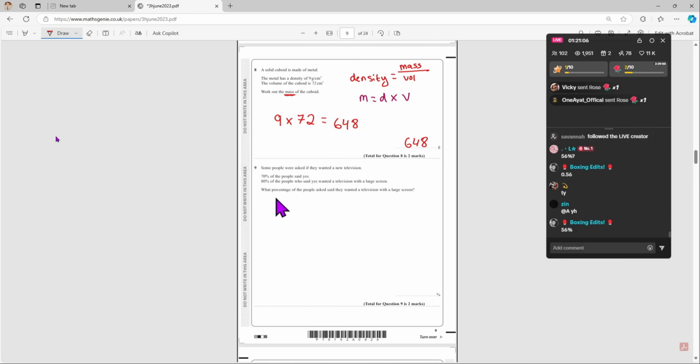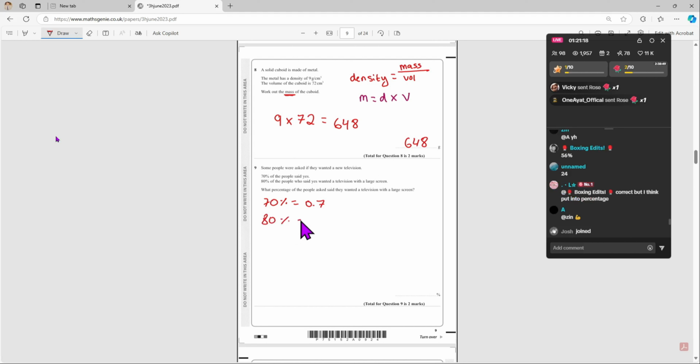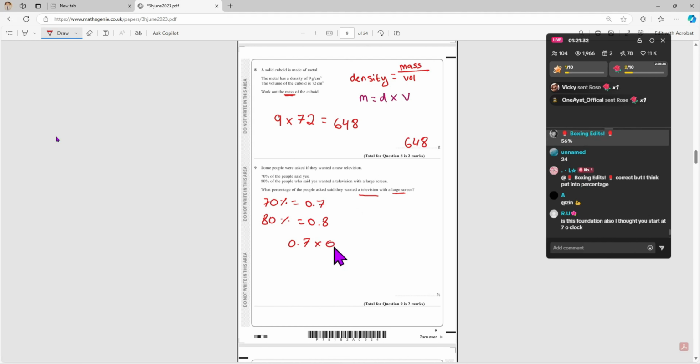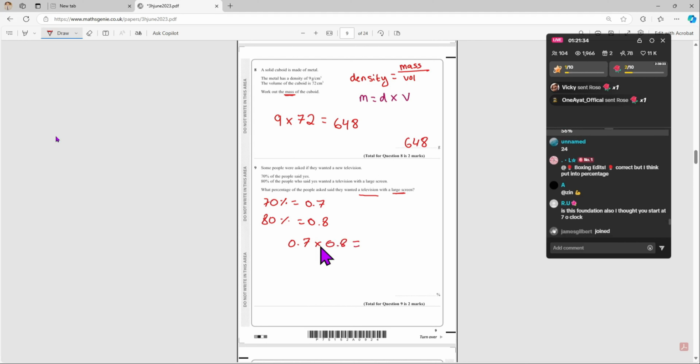So this is a probability. If we convert 70% into a decimal, that'll be 0.7. And if you convert 80% into a decimal, that will be 0.8. Now to work out the percentage of people who asked they wanted a television with a large screen, you would use 0.7, the amount of people that wanted a television, and then times it by 0.8, the percentage of people who wanted it with a large screen. When you multiply them together, you get 0.56.